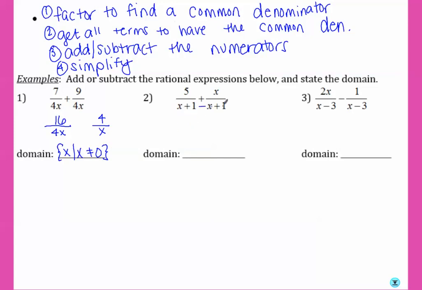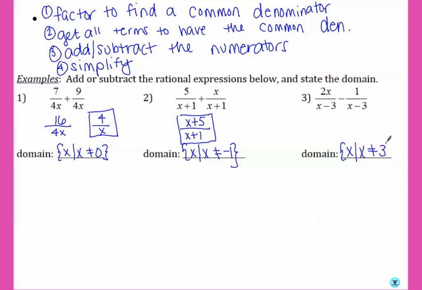In number 2, our common denominator is x plus 1, so for our domain we know that x cannot equal -1. When we add our numerators together, 5 plus x is just x plus 5, and our denominator stays x plus 1. In number 3, our denominator is x minus 3, so we know our domain x cannot equal 3. And this time we need to pay attention that we're subtracting, so it's 2x minus 1 as the numerator and x minus 3 as the denominator.